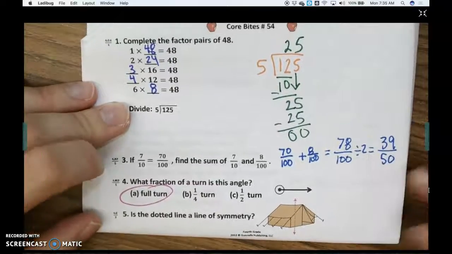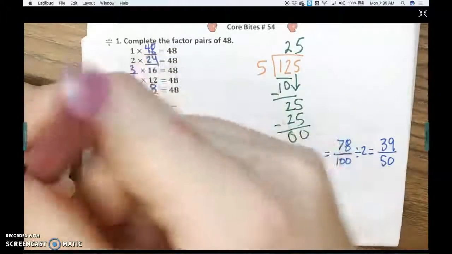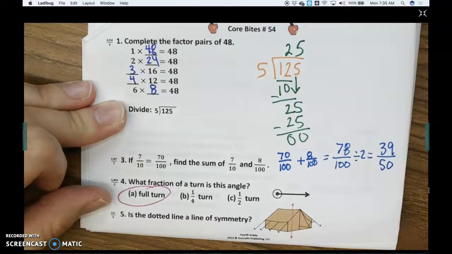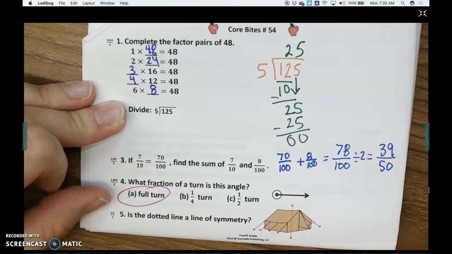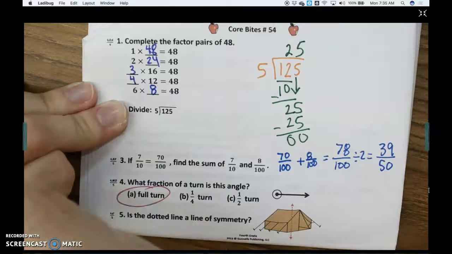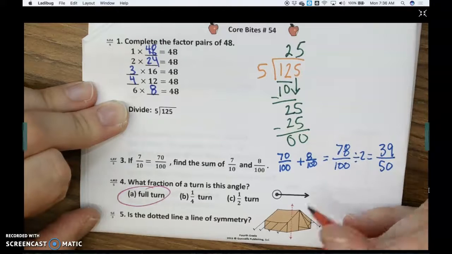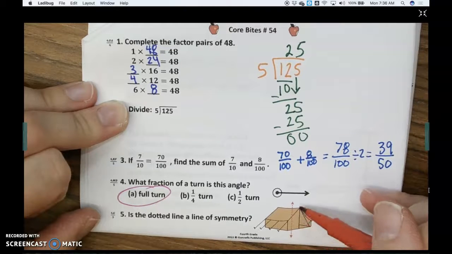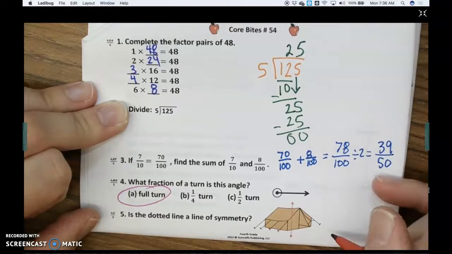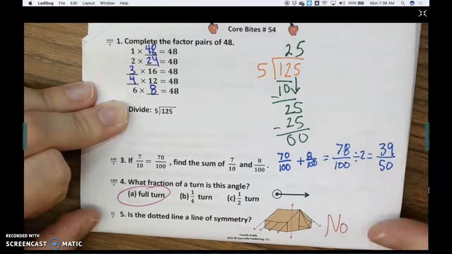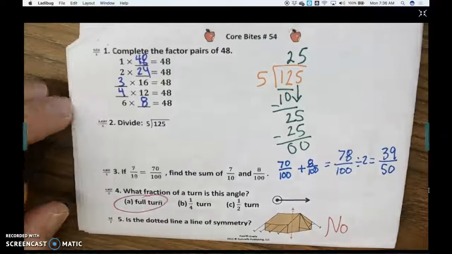And then for your last one, is the dotted line a line of symmetry? So here we have the tent. And if you fold it in half right there, no, that is not going to be a line of symmetry. But if they had done it more in the middle, then that's a possibility. But for this one, the answer is no. So please make your changes on your paper.